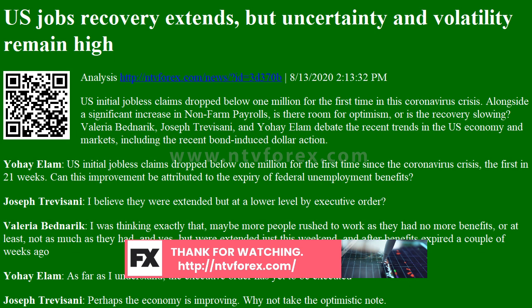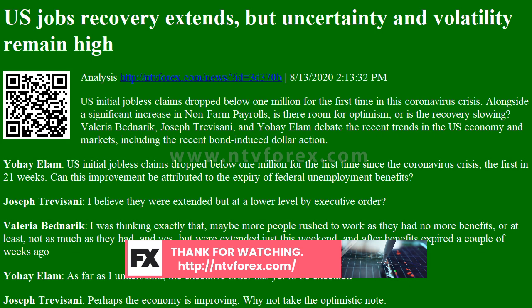Valeria Bednarik: But today, markets care about when economies are going to return to normal, when there will be a chance of actual growth. And such a chance won't come when we are just recovering March-April slumps. Yohai Elam: Markets are also moving on where investors see the value and where they don't.